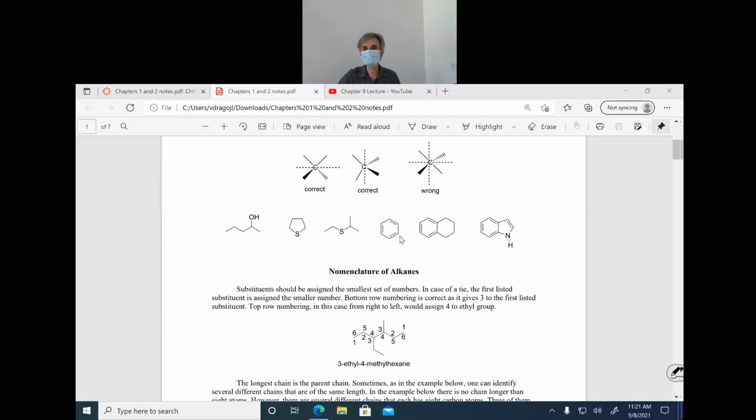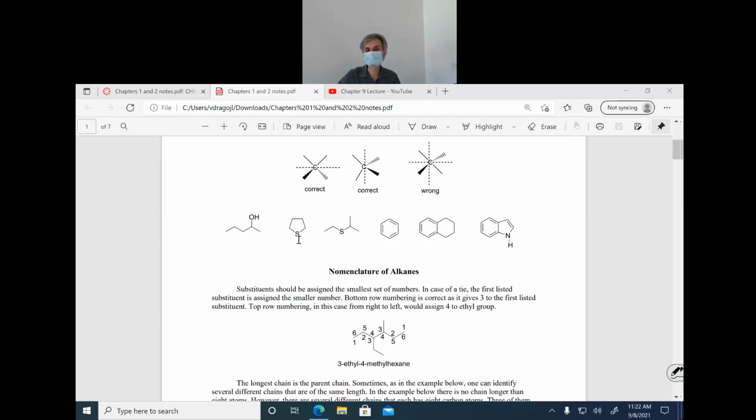This slide here is only to show you examples of line formulas. There is no question or anything. It's only to show you that, for example, when we draw line formulas, if there is a heteroatom, an atom other than carbon or hydrogen, any hydrogen attached to the heteroatom has to be shown. So we can't simply represent oxygen here. We have to say OH.